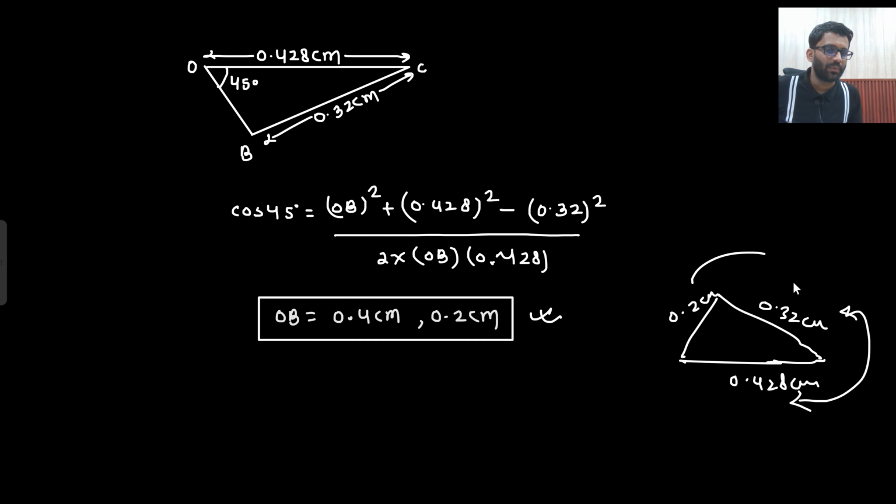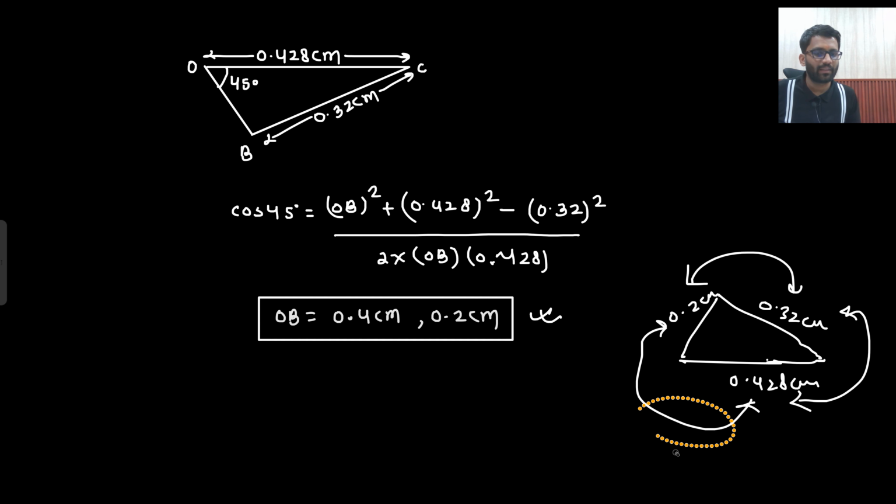0.2 plus 0.32 is 0.52, which is greater than 0.428. 0.428 plus 0.2, that is 0.628, is greater than 0.32. So this property is followed. What is the other property?